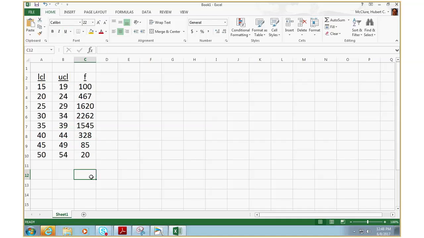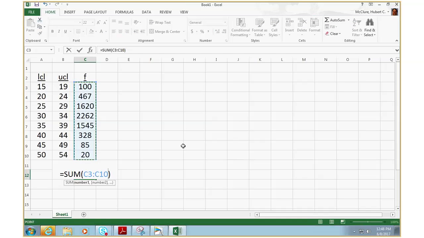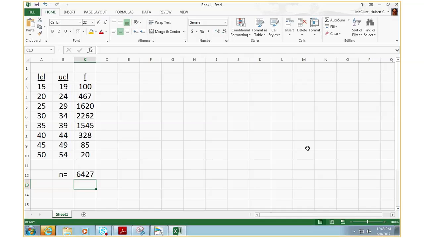N is always equal to the summation of F. And like I said, these are things that I went over the first day when we went over this stuff. Okay? So how many people are in this classroom? 6,427 people. And we'll say that those are ages, maybe. Okay? This may be a factory, Bosch. It may be a precinct. It may be anything. I mean, it's got 6,000 people in it, almost 6,500 people in it.